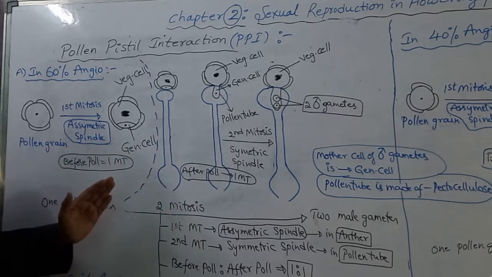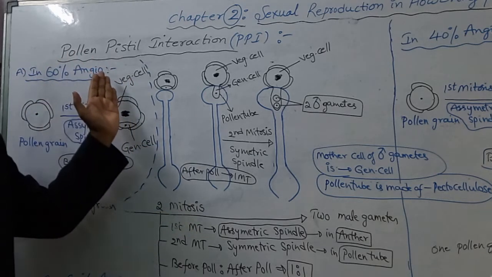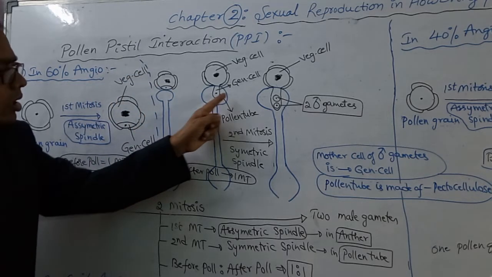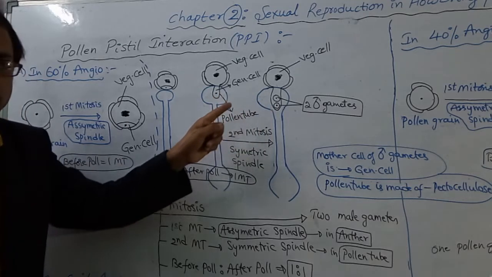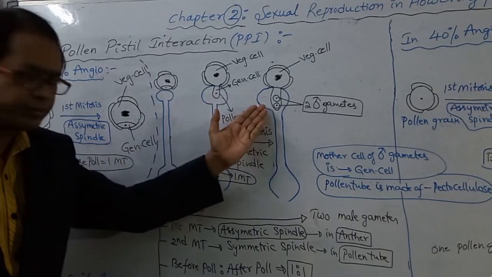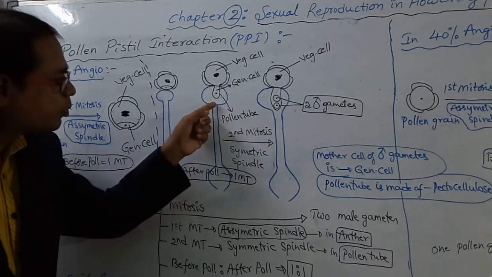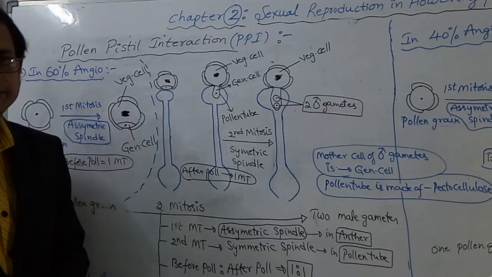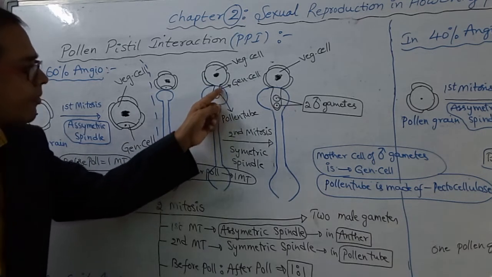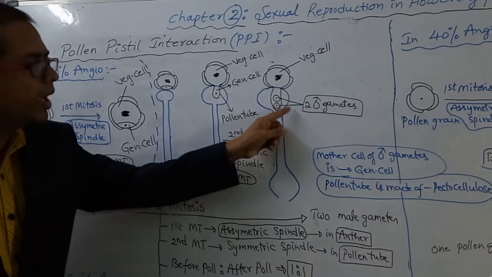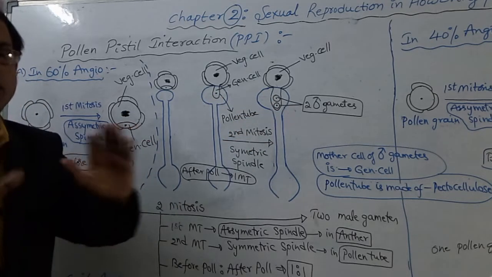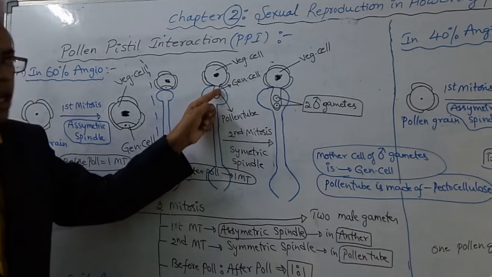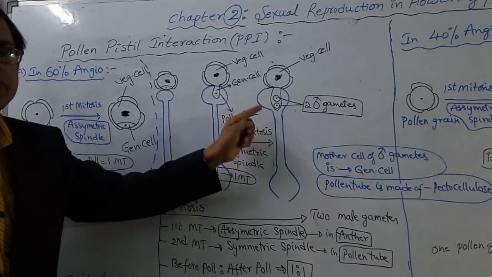So what are the points I have to remember? In 60% of angiosperms, pollen tube formation and male gametes formation: of these two, which is formed first? Look at this figure. Initially pollen tube formation occurs, later male gametes formation occurs. Isn't it? That point you have to remember. In 60% of angiosperms, first pollen tube formation occurs, later male gametes formation occurs.